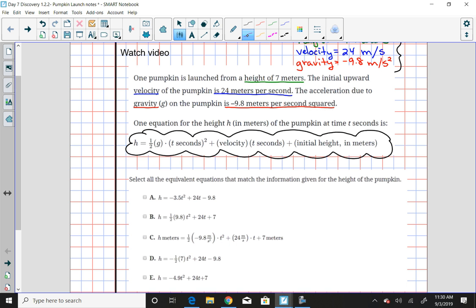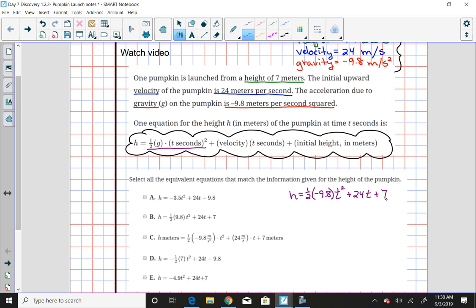So here we go. We're going to calculate the height. So the height is equal to, and I'm just going to follow my way through this expression, 1/2 of the gravity, negative 9.8, times time squared. I don't know what the time is, so I'll use t for time. Plus the velocity, which we wrote down as 24, times the amount of time it's in the air, plus the initial height, the 7 meters it was off the ground when we launched our pumpkin.